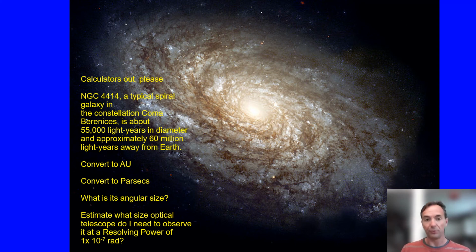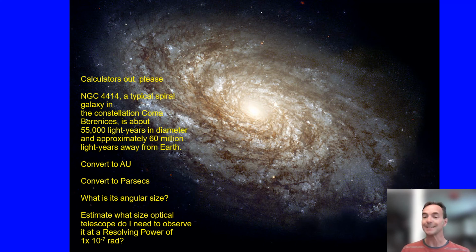NGC 5441 is a typical spiral galaxy in the constellation Cumulonimbus. It is about 55,000 light years in diameter and approximately 60 million light years away from Earth. So you can see both of them being given in light years. Convert them to AU. Remember, an AU is smaller than a light year, so that's going to give you a bigger number.